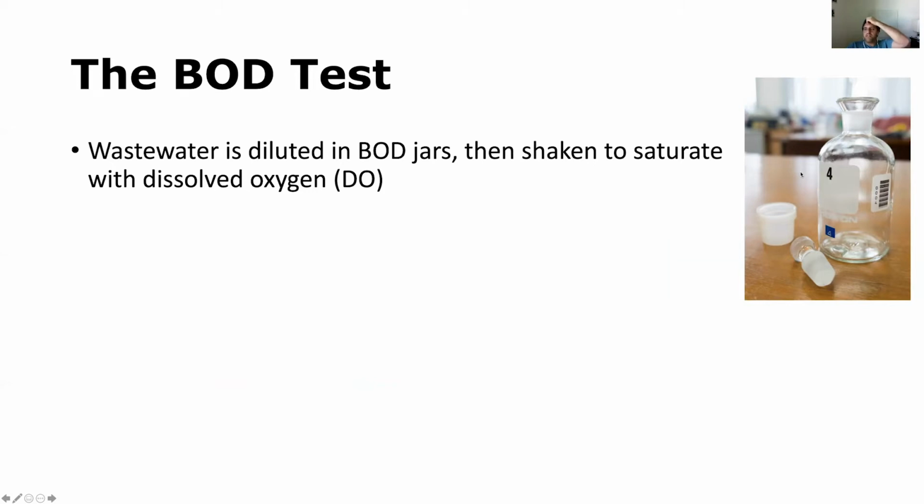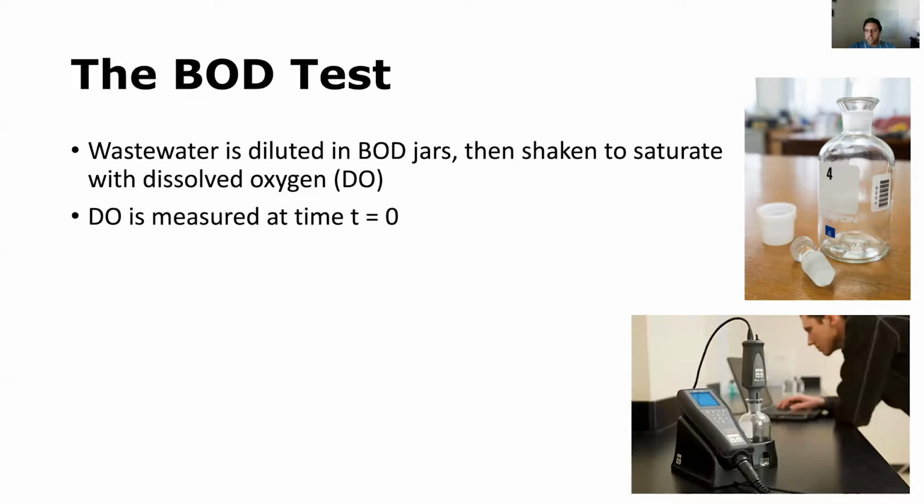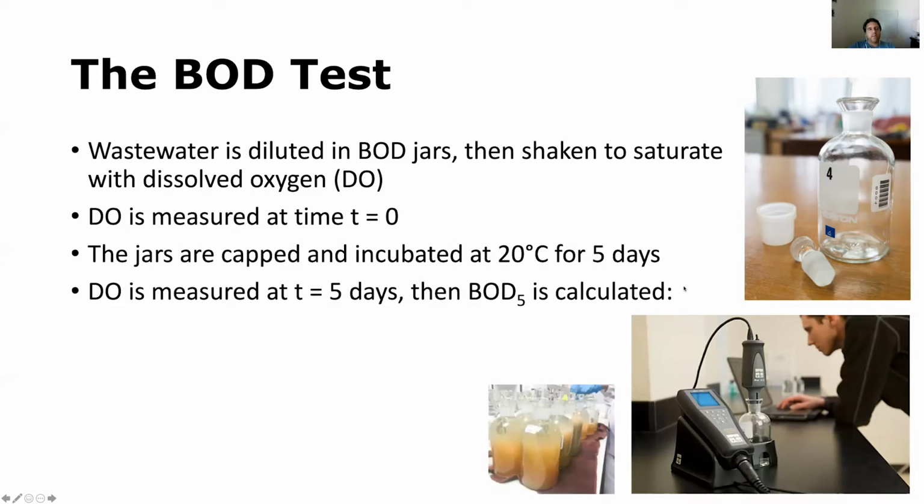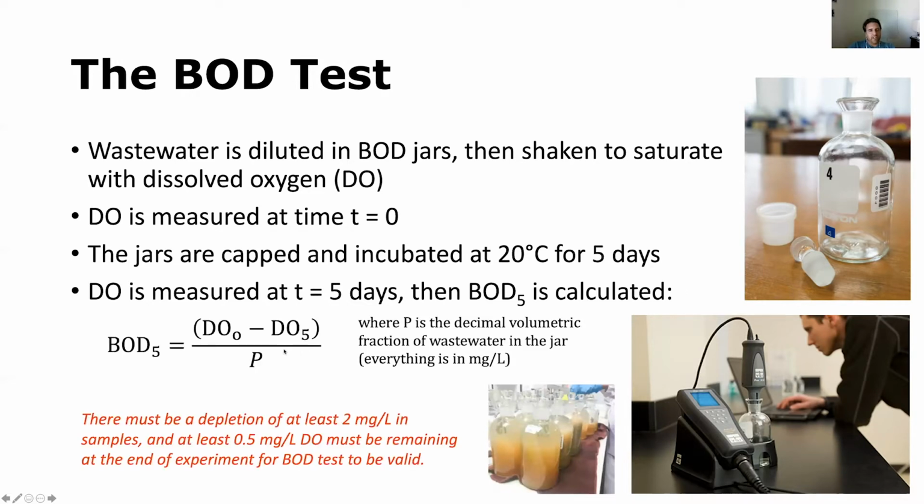And then we let it sit for 5 days and we measure the dissolved oxygen after a period of 5 days. The decrease in dissolved oxygen with respect to the volume of the sample would be used to calculate the BOD concentration. So we measure the BOD at time t equals 0. We cap the jars, we incubate them for 5 days. After 5 days, we measure the DO again, and then we calculate the BOD using the following equation, where P is the decimal volumetric fraction. In other words, it's the dilution fraction of the wastewater in the jar.